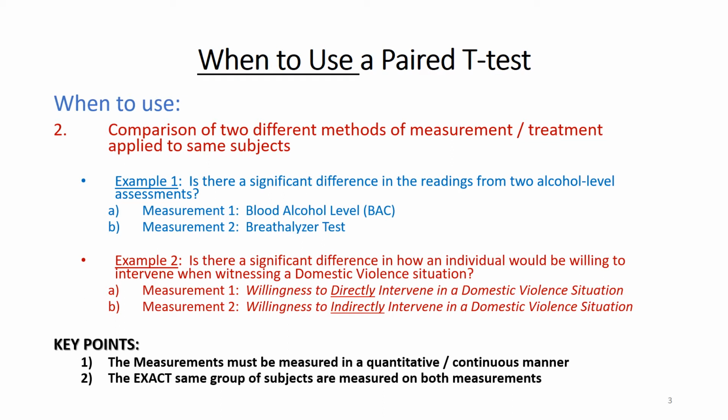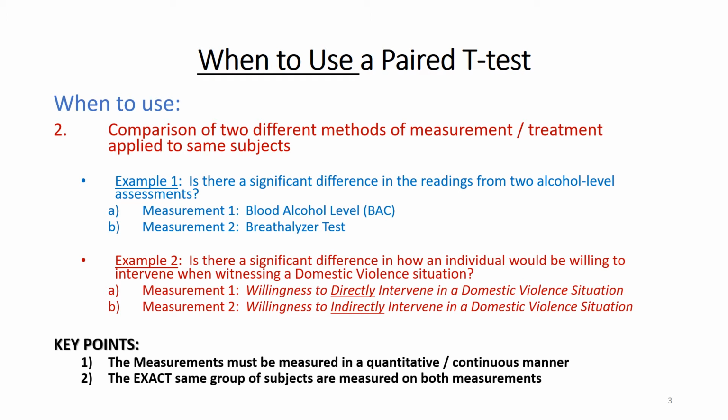And we wanted to measure these two intervention styles. So in this case, measurement 1, willingness to directly intervene, was given to a group of subjects. And then measurement 2, willingness to indirectly intervene, was given to that exact same group of subjects. And then we conducted a paired t-test to see whether or not there were similarities or differences in how people responded when witnessing a domestic violence situation.